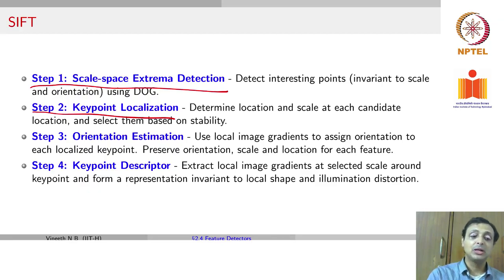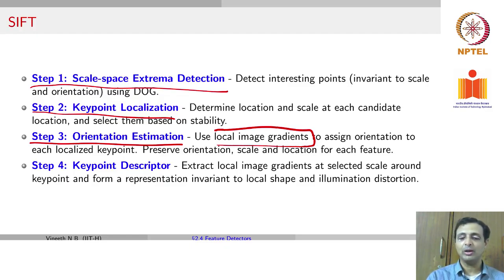The third step is to determine the orientation of that key point. There's a reason why we're going to try to determine the orientation of that key point. We're going to try to use the local image gradients around that key point to assign the orientation. And we ideally want to preserve the orientation, scale, and location for each feature. Finally, as I mentioned, we're going to talk about how to describe those key points in terms of local information about that key point.